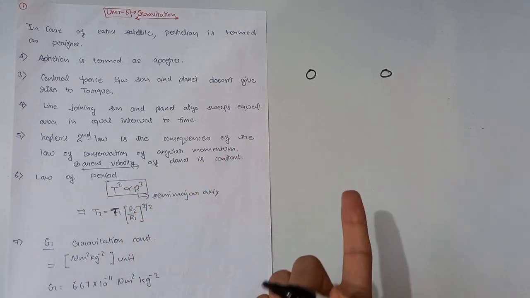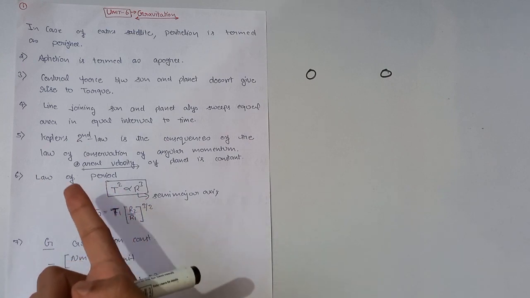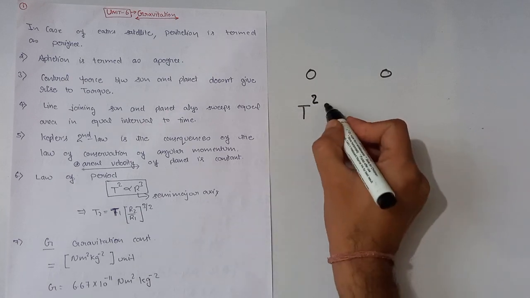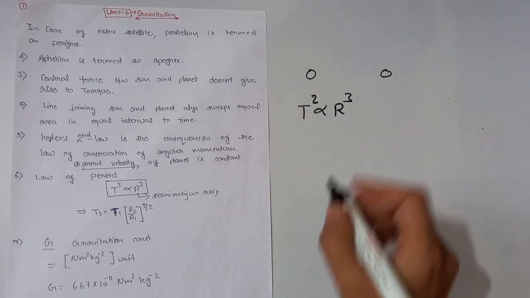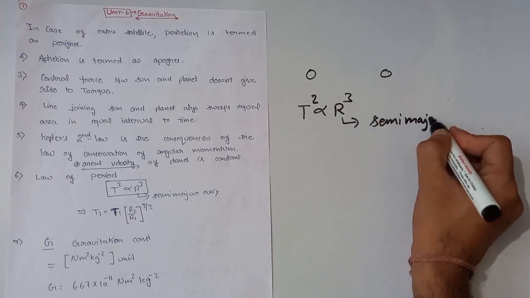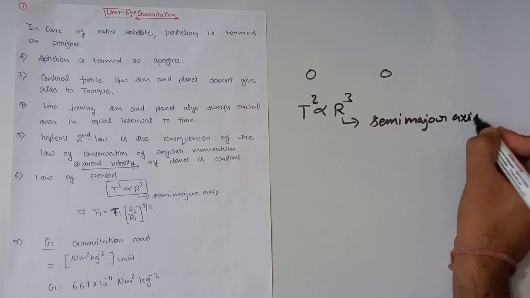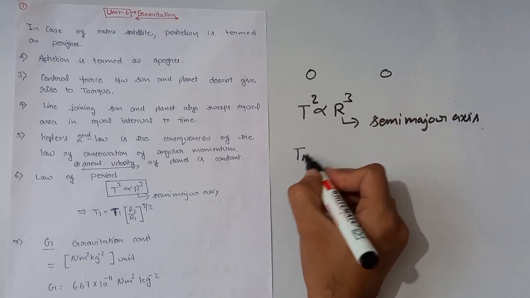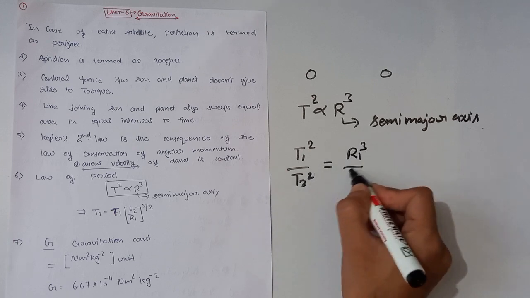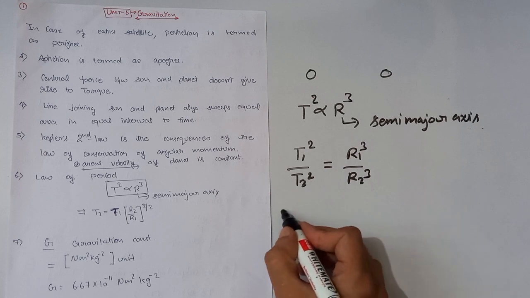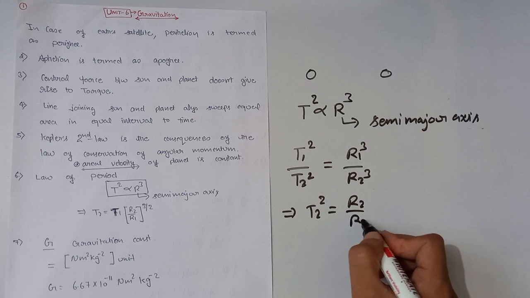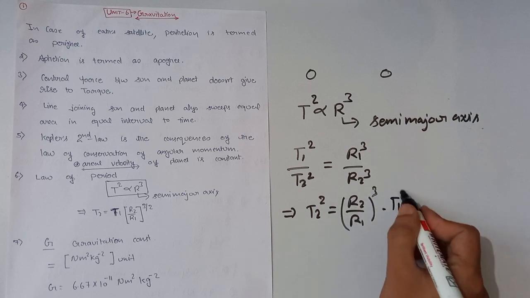Our next is Kepler's third law, the law of periods. What does it state? The law of periods states that T square, which is the time period, is directly proportional to R cube, where R is the semi-major axis. By expanding this formula, we get T1 square divided by T2 square is equal to R1 cube divided by R2 cube. What does this imply? This implies T2 square is equal to (R2 divided by R1) cubed into T1 square.